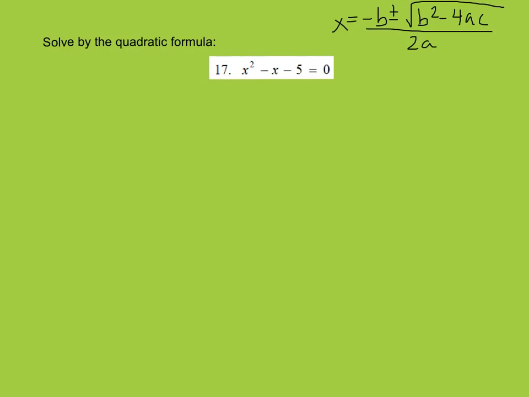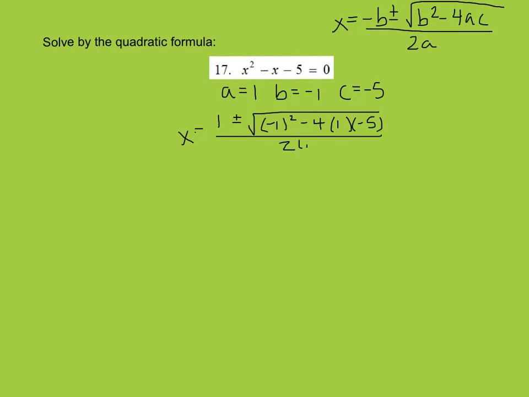Okay, I do have standard form here. This is perfect. So A equals 1, B equals negative 1, and C equals negative 5. Okay, let's plug that in. So I have 1 plus or minus square root of b squared minus 4ac all over 2a. Now again, you can either plug this entire radical into your calculator, or we can take it over here to the side and figure it out for ourselves.